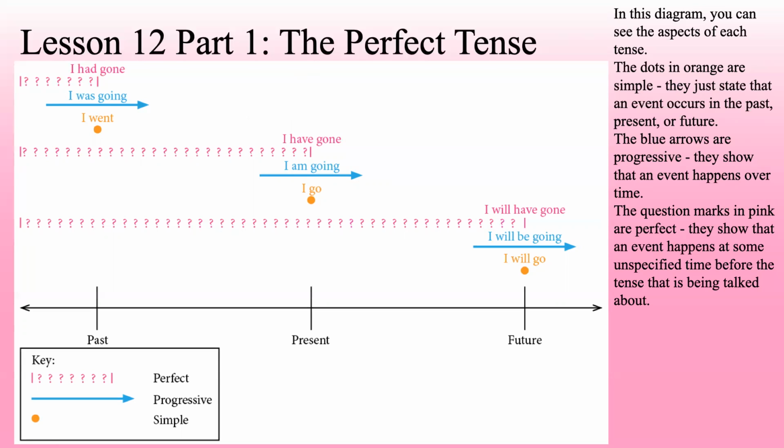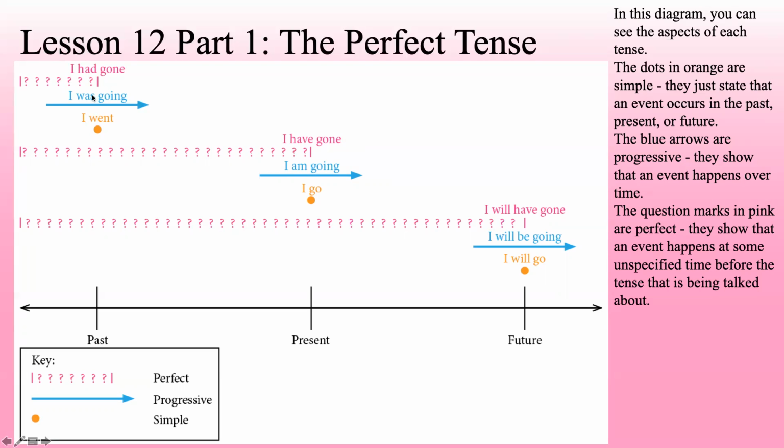Now, the question marks in pink are perfect. They show that an event happens at some unspecified time before the tense that is being talked about. Now, there's no arrow going on here because it's not like I had been going. English actually does have that feature. It's called a perfect progressive. We are not talking about that right now. This is just a perfect, not a perfect progressive, just perfect.